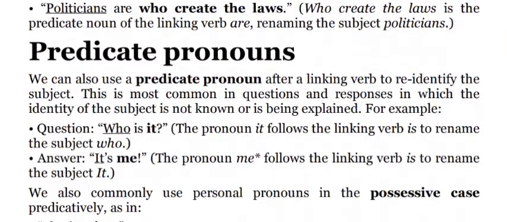Now, predicate pronouns. We can also use a predicate pronoun after a linking verb to re-identify the subject. This is most common in questions and responses in which the identity of the subject is not known or is being explained. For example, question: who is it? The pronoun it follows the linking verb is to rename the subject who. Answer: it is me. The pronoun me follows the linking verb is to rename the subject it.